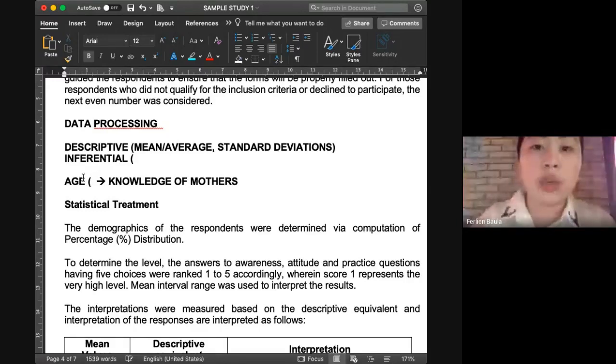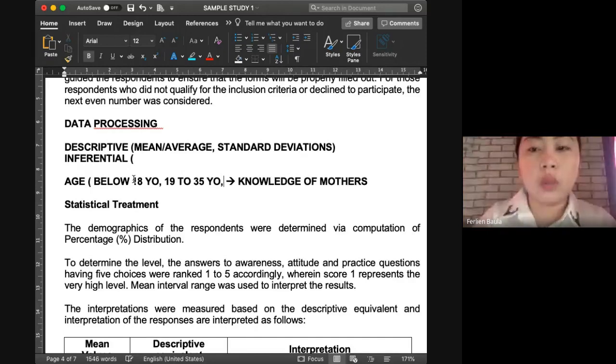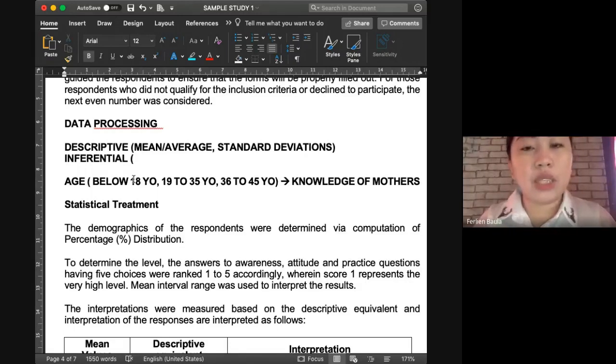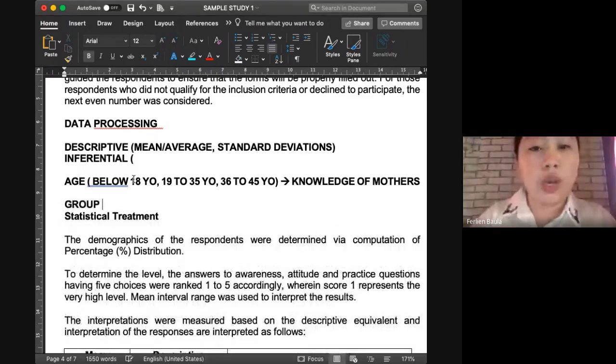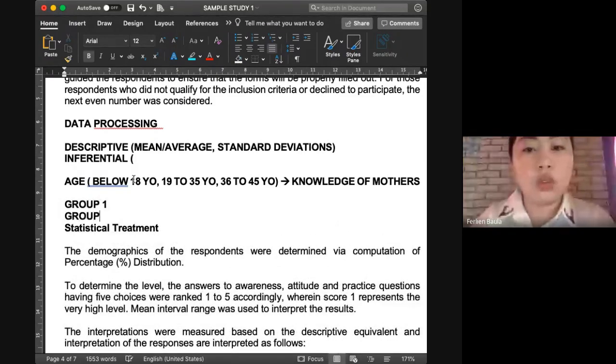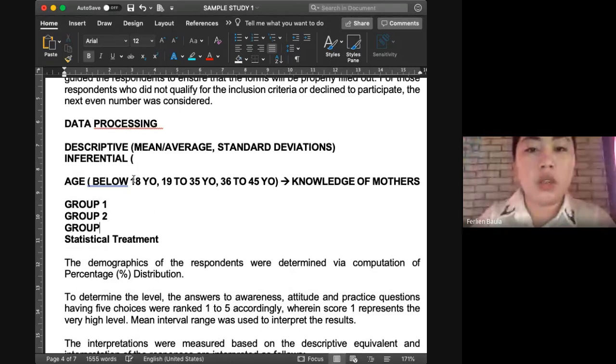So, for example, meron kayong below 18 years old. Meron kayong 19 to 35 years old. Tapos, kailan ba nagsa-start ng parang premenopausal baby? So, for example, 36 to 45 years old. May nabubuntis ka bang 45? So, let's say, for example, lang ganyan. So, that is 3 groups, di ba? So, group 1, group 2, and group 3. Ano yung effect nila?